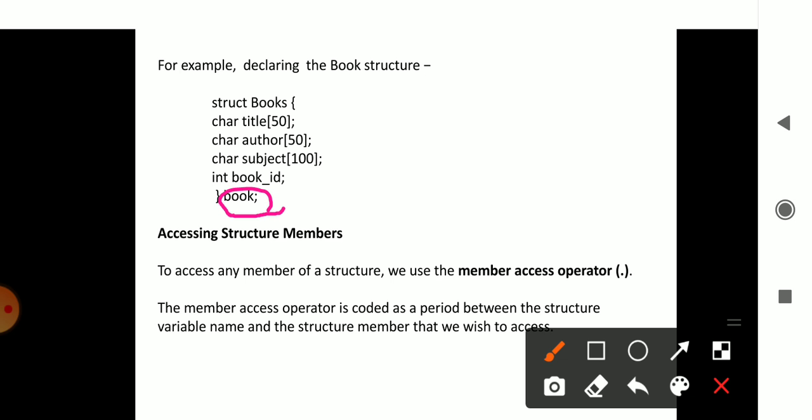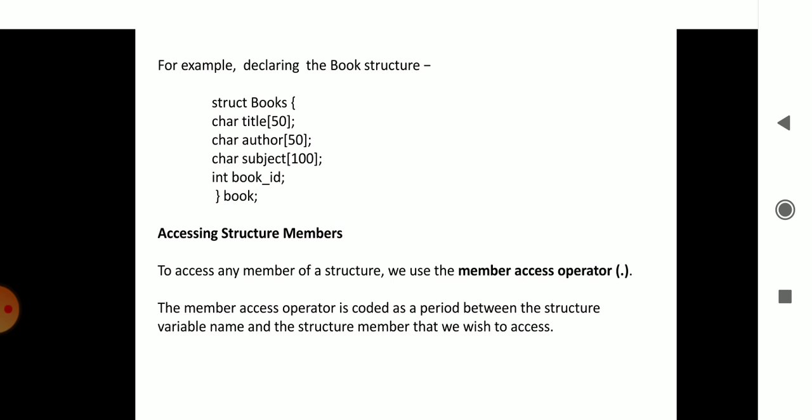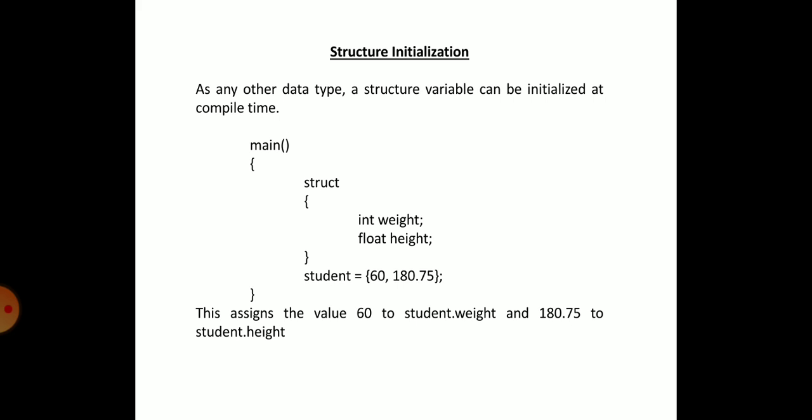The next one is structure initialization. How to initialize a structure. So we have learned about defining a structure and declaring a structure, and how to access the members of the structure by using the dot operator. Now, structure initialization. Like any other data type, a structure variable can also be initialized at compile time.